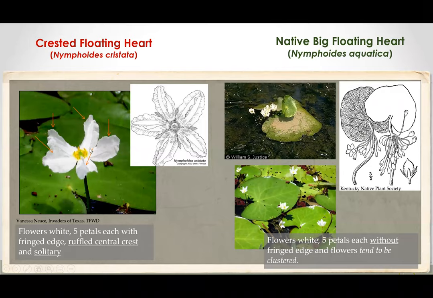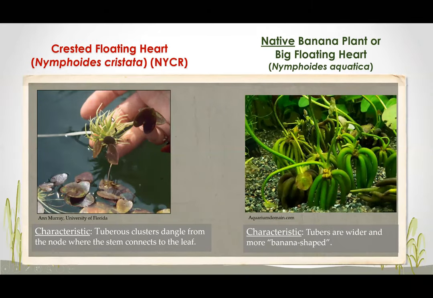Crested floating heart always has a solitary flower. Our native floating heart can have clustered flowers. It will not have that ruffle ridge. It will not have the fringed flowers. Also, both plants are known to have tuberous clusters. So these are almost like root-like structures that dangle from the leaves underwater.